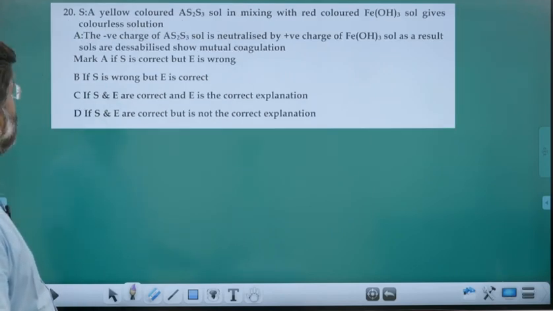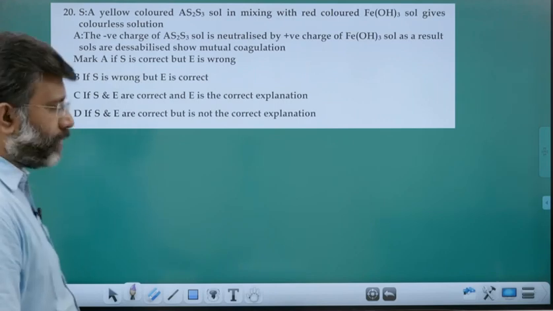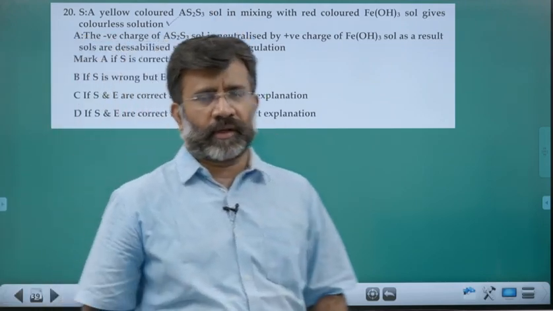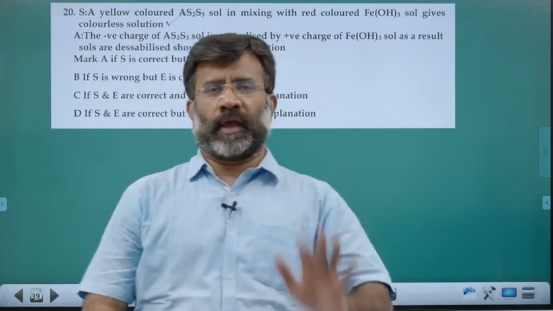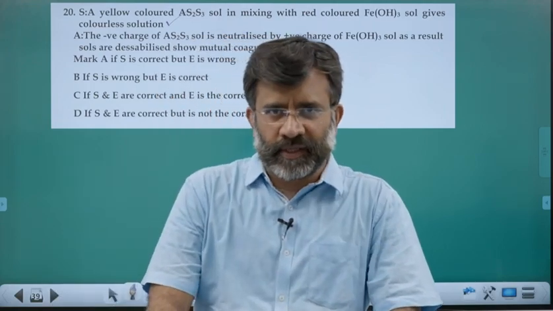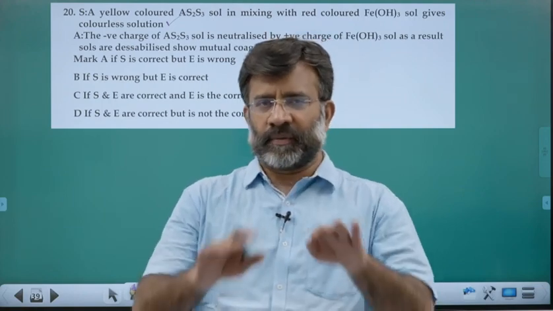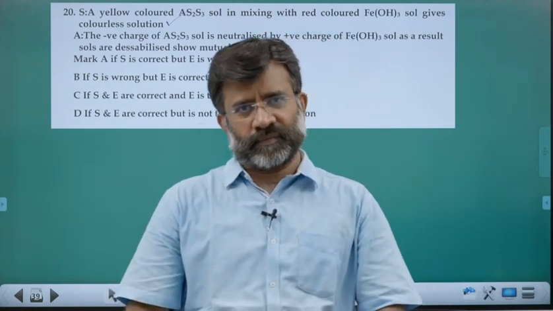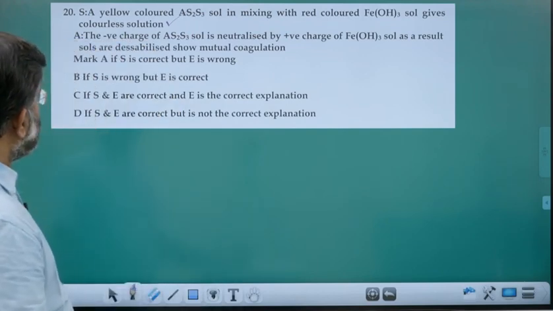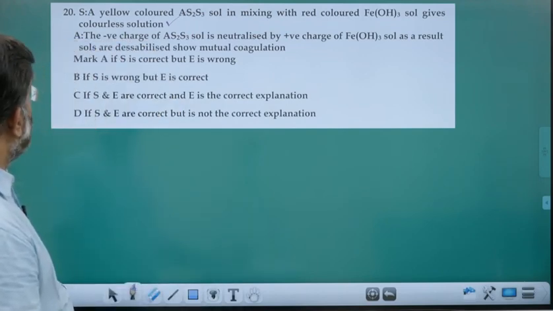Yellow colored arsenic sulfide sol mixing with a red colored ferric hydroxide sol giving a colorless solution. Yes, it's a true statement because it undergoes mutual coagulation. Arsenic sulfide is a negative sol. Ferric hydroxide is a positive sol. There will be mutual coagulation and the color will be lost. The negatively charged arsenic sulfide is neutralized by the positive sol, resulting in that.